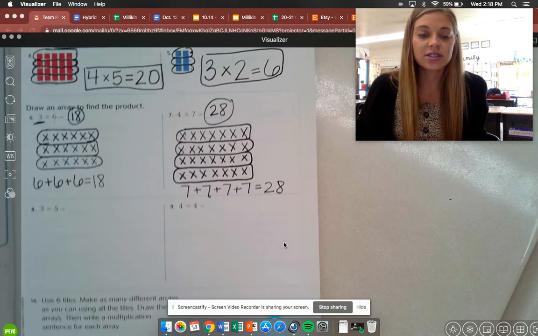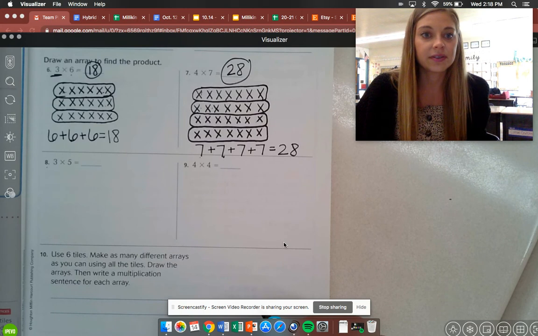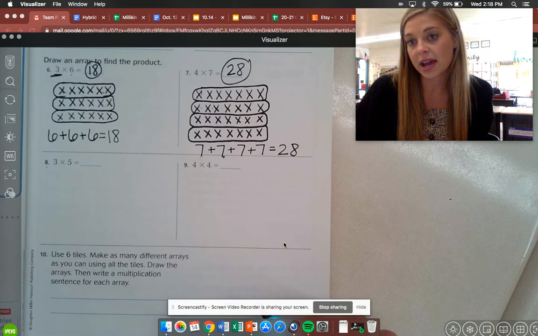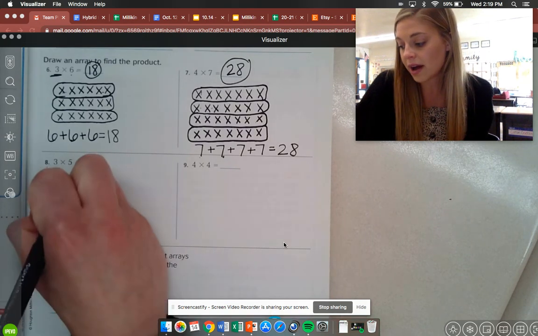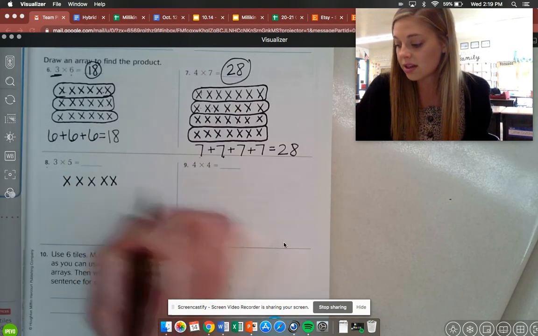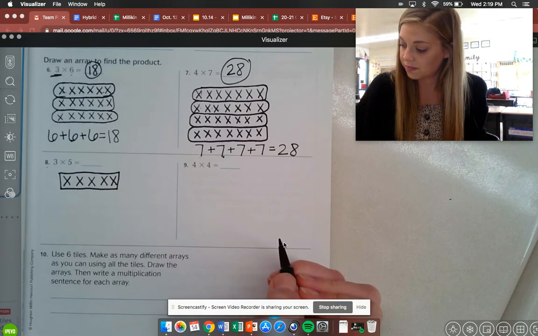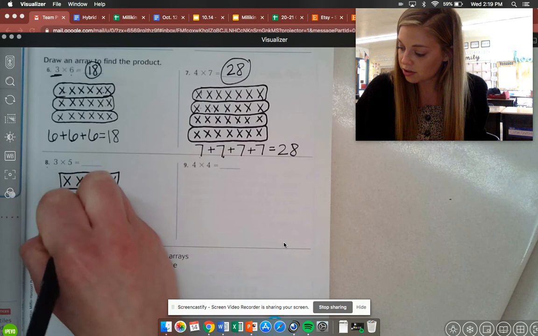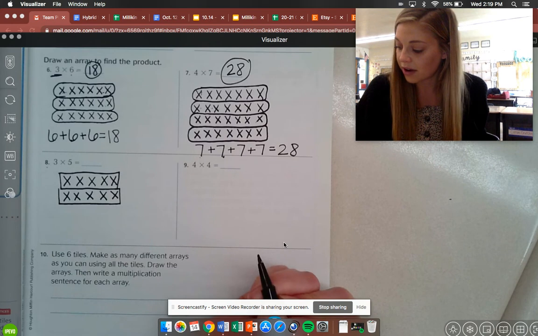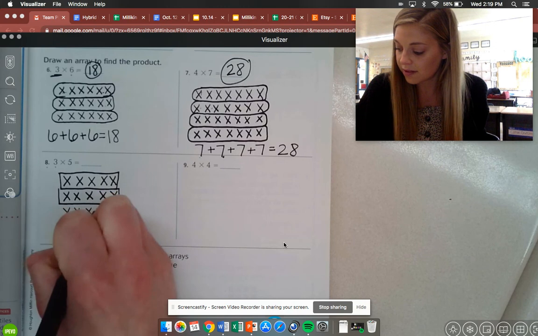We're going to go ahead and just do one more problem together. We're going to do number 8 here. 3 times 5. So I'm going to have to draw 3 rows of 5 for my array. 3 rows of 5. 1, 2, 3, 4, 5. That is 1 row in my array. 1, 2, 3, 4, 5. That is another row, so that's my second row. I need 3 rows, so I need 1 more. 1, 2, 3, 4, 5.